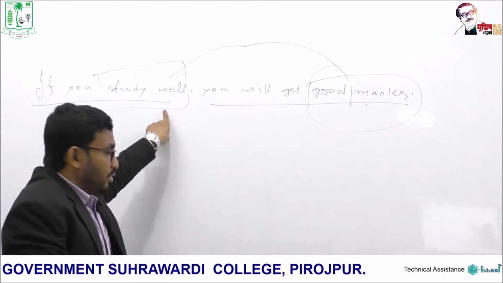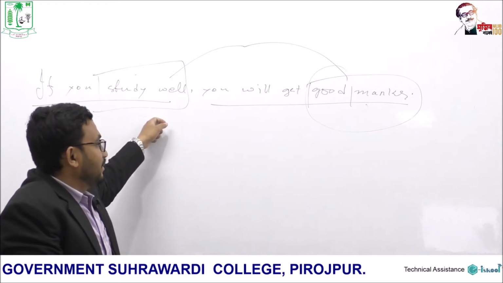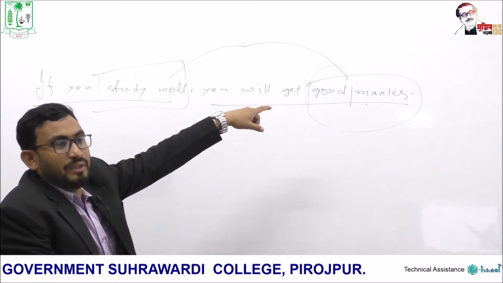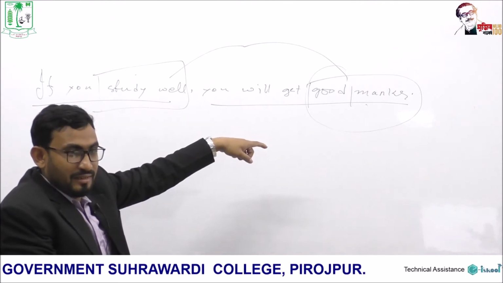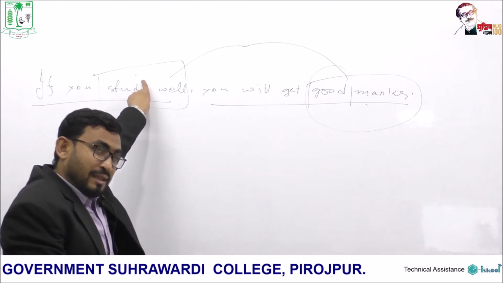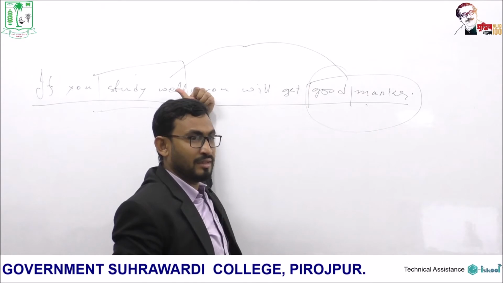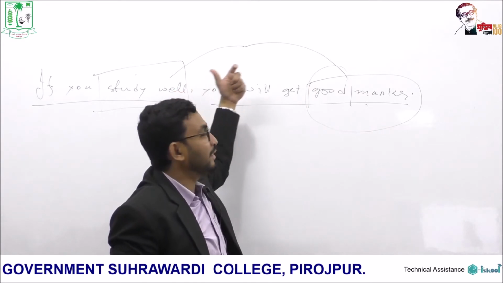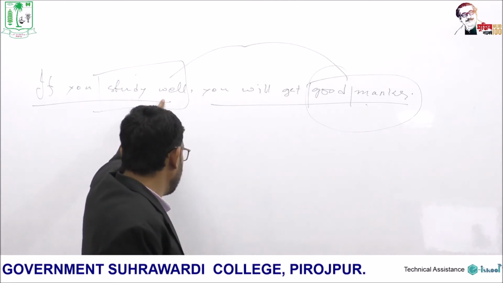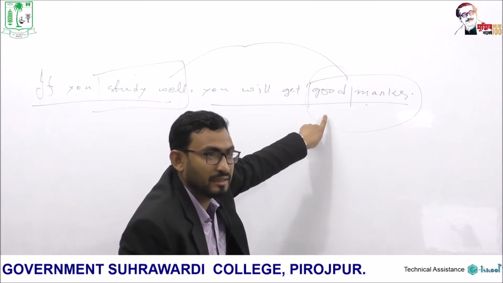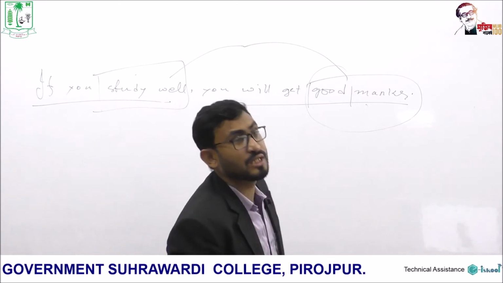That is, in one clause, the condition will be given and in another clause, the result will be given. That is, if the condition is fulfilled, something will happen. So, one clause will give the condition, the other clause will give the happening. And in this example, the condition is studying well and the result is getting good marks.